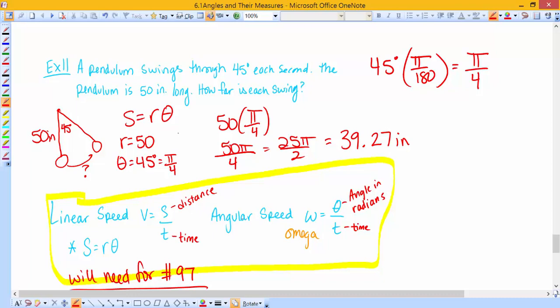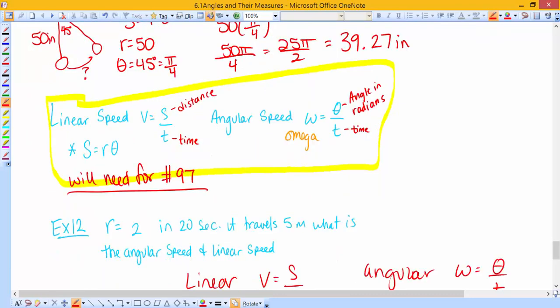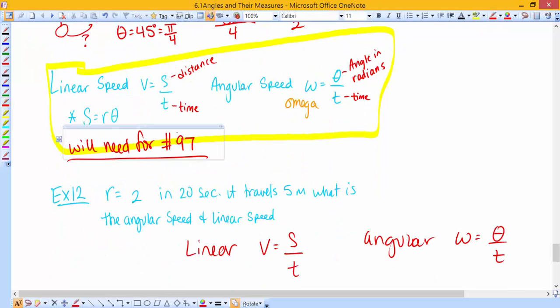All right. 2 more examples to go. Still real world. Now we're going to start looking at the speed that an object is traveling.